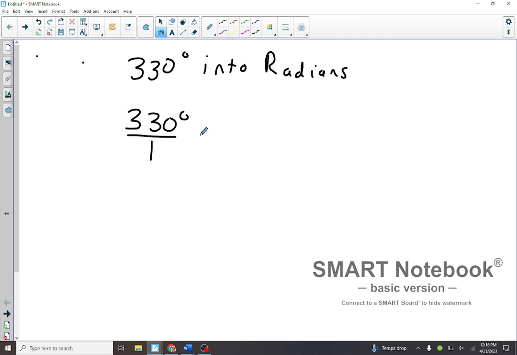Don't forget it. When you change 330 degrees into radians, remember, since you're going to radians, you put pi on top and put it over 180. This section of the test will be a calculator section, so you're allowed to use a calculator during this section.